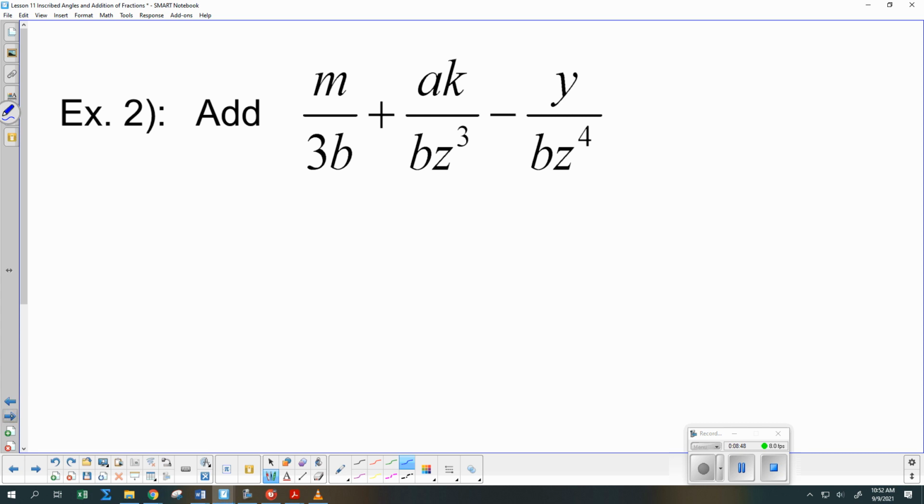So remind me, if I just had numbers, if I wanted to add 2/3 plus 4/5, what do I have to do when I'm adding fractions that have numbers running around in them? Bella? Find a common denominator. So that's what I need to do.